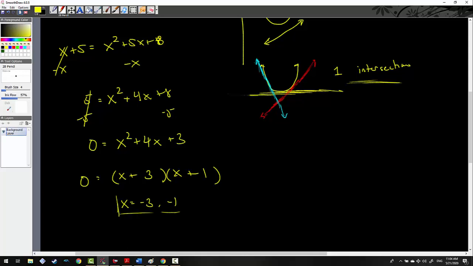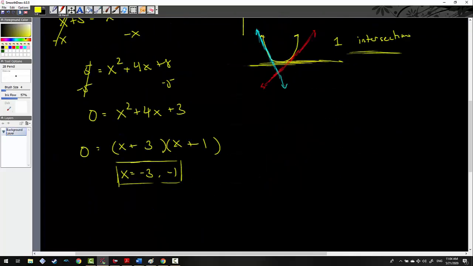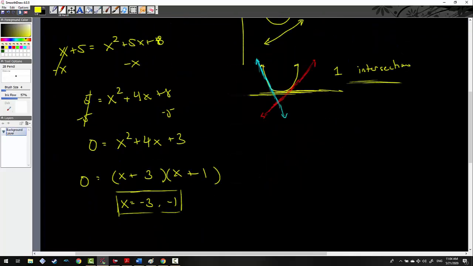So what does this mean in the context of the problem? Because I got 2 x values as my answers, I feel like I'm dealing with a 2 intersection scenario, because there are 2 different values of x where this parabola will make contact with this line. So how do I find the y coordinates? Before I do that, I'm going to say this is negative 3 comma something and negative 1 comma something. Again, I'm already preloading myself into that coordinate form.